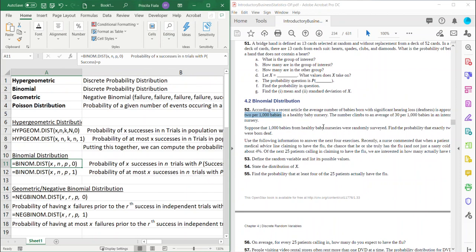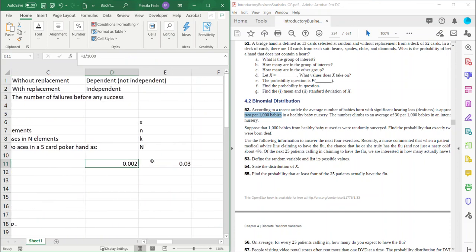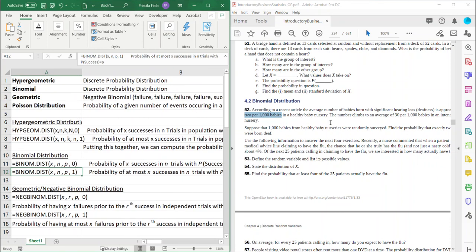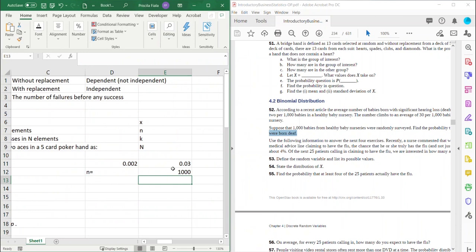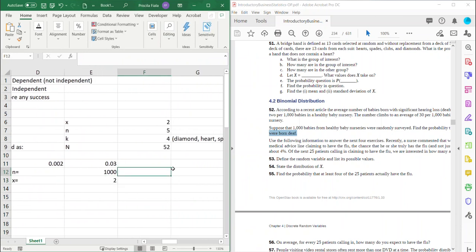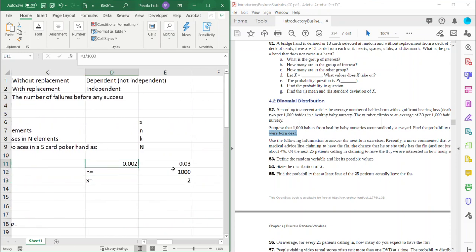So suppose that 1,000 babies from healthy baby nurseries were randomly surveyed, so you have 1,000, right? So that's your N, which is 1,000, correct? Let me format as a number, general, hopefully. Okay, here you go. And then find the probability that exactly 2 babies were born deaf. Okay, so my X over here is 2 babies. Here you go. So I should have everything that I need. This is my probability. This is my P.